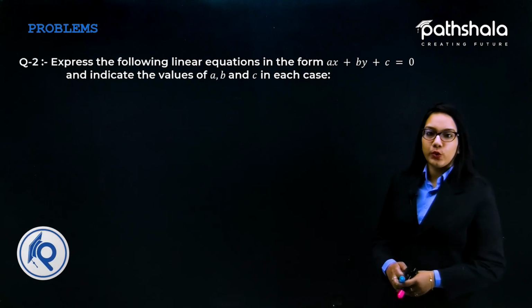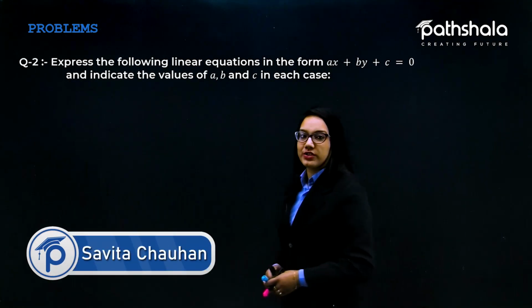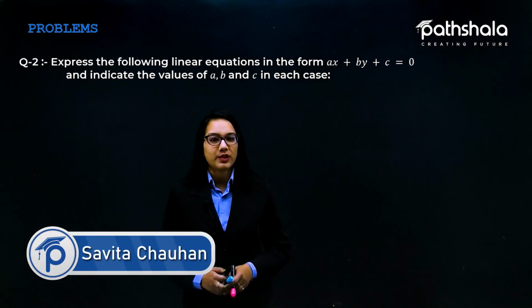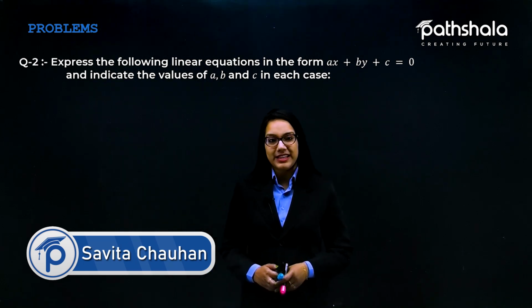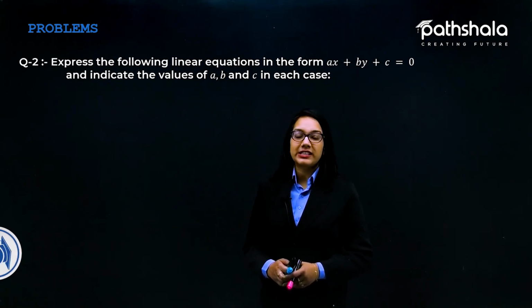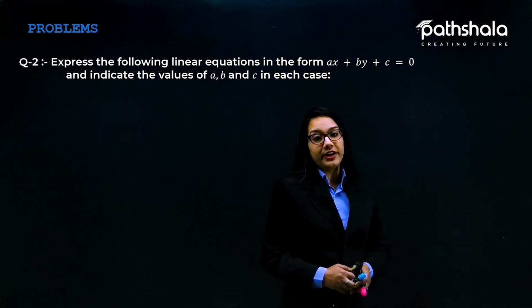So question number 2 is: express the following linear equations in the form ax plus by plus c is equal to 0 and indicate the values of a, b, c in each case. This question is just like example number 1 that we already did before.